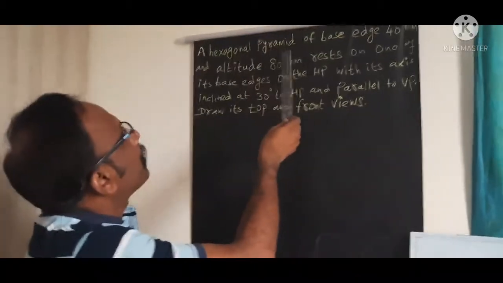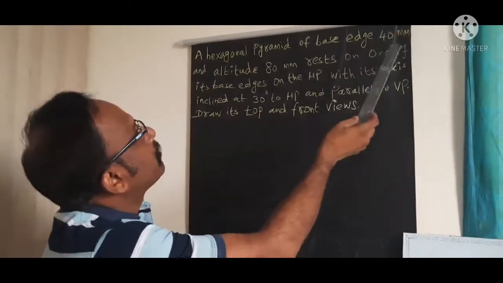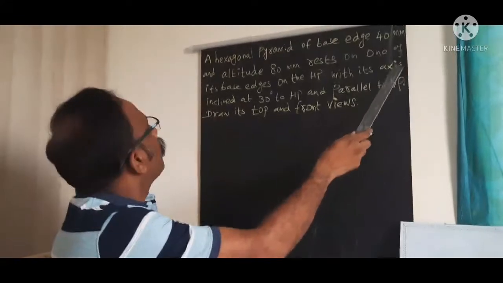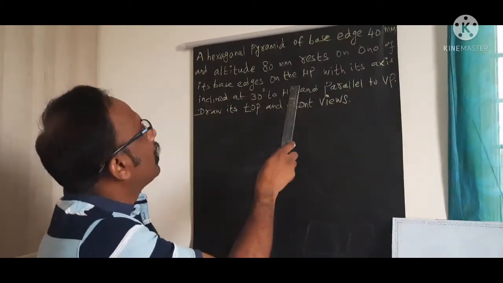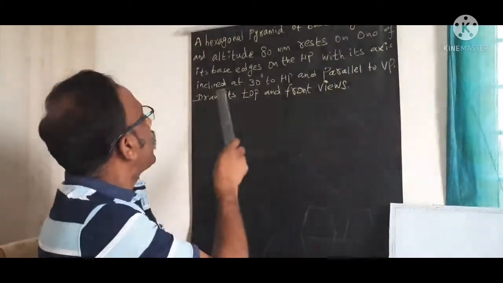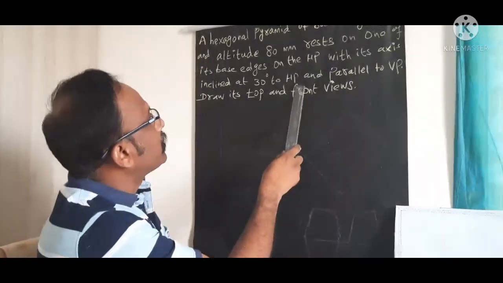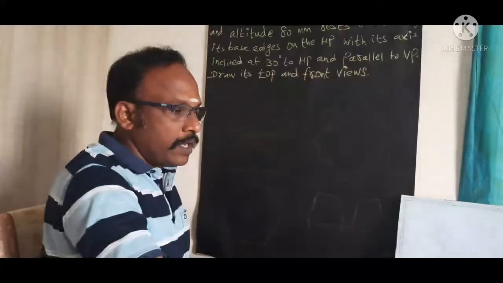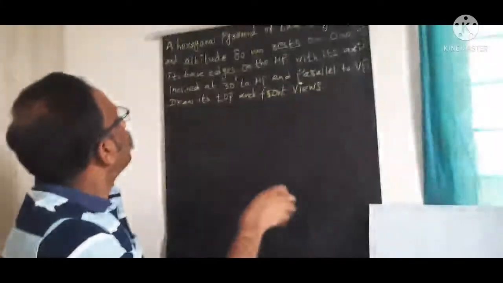A hexagonal pyramid of base edge 40 mm and altitude 80 mm rests on one of its base edges on the HP with its axis inclined at 30 degree to HP and parallel to VP. Draw its top and front views. Now we need to underline the given points.